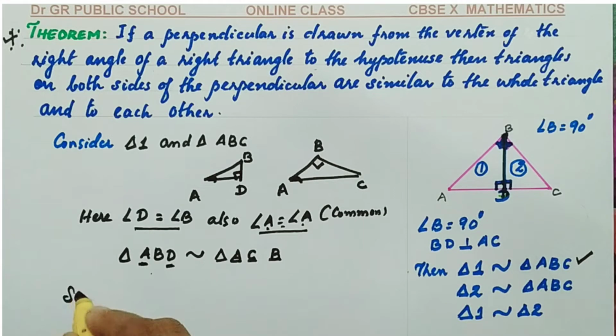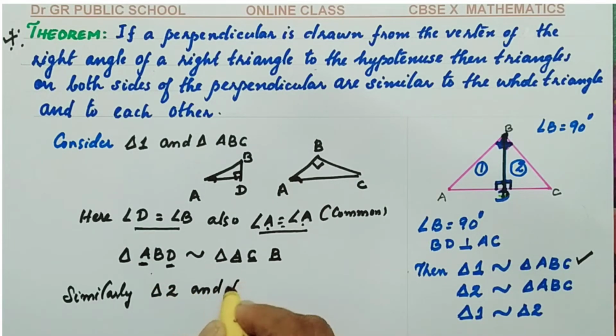Similarly, I am going to consider triangle 2. Triangle 2 and the whole triangle ABC.